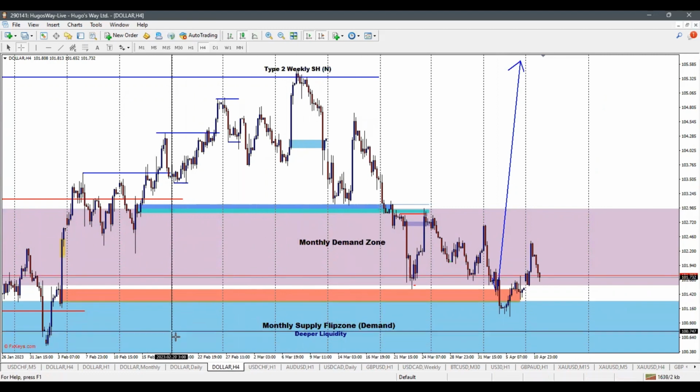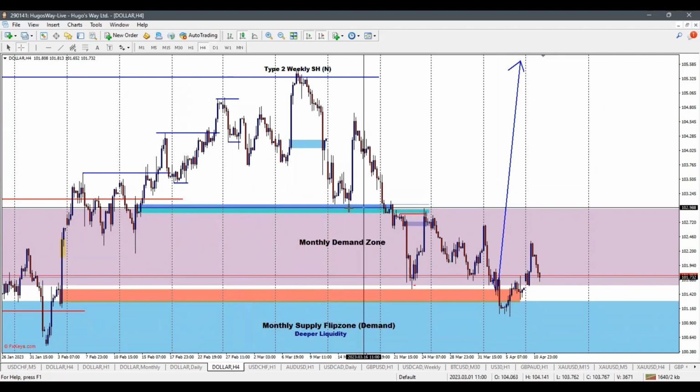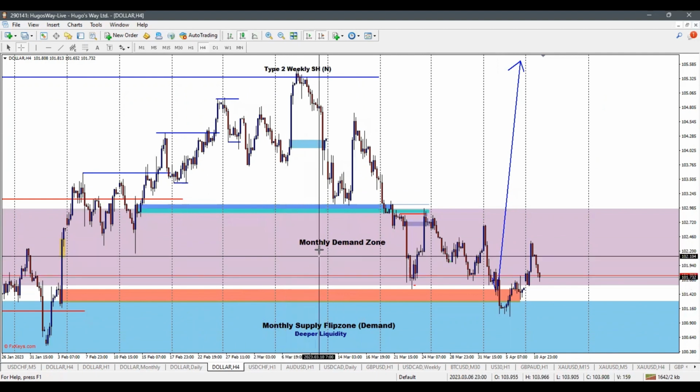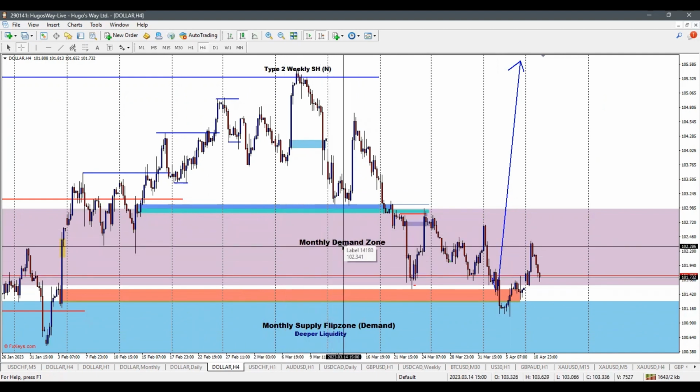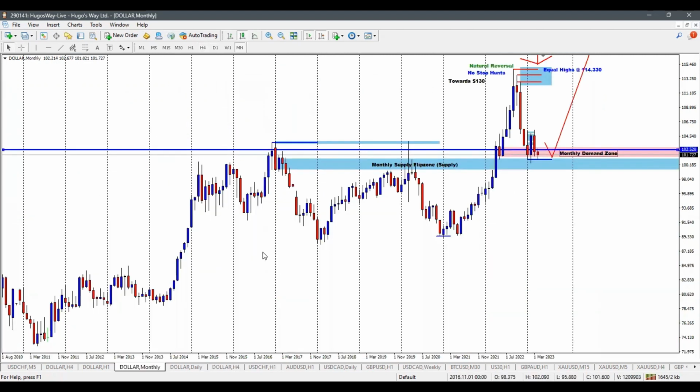Okay, I'll go and zoom out even further in a moment for you to see what that means. And this reddish area, purplish red area is demand liquidity. So to put context to where we're looking at, we've had this monthly supply flip zone. Now, if you've never watched any of my videos before, or just for a recap, this supply zone here is important because it's been around for 5 years.